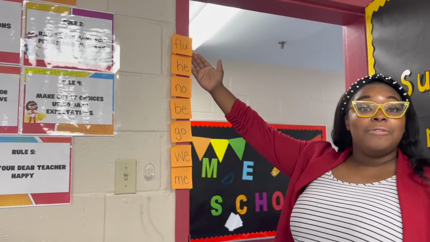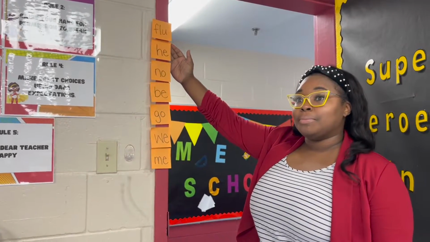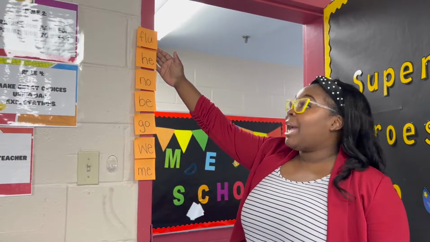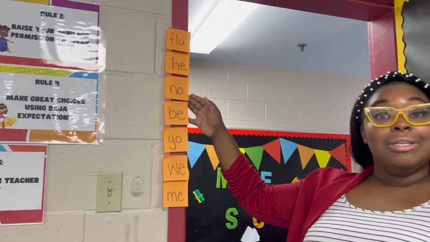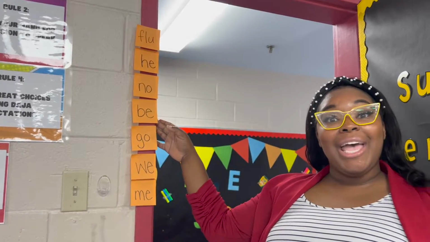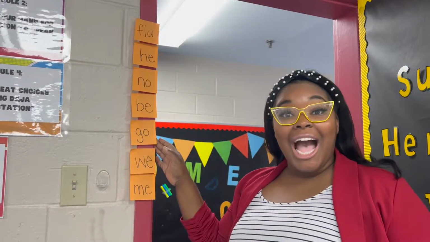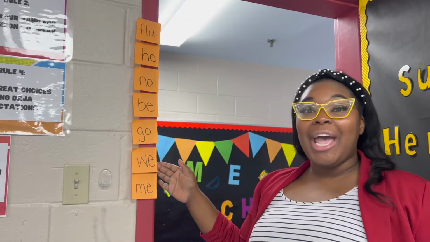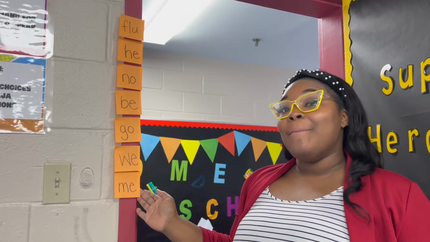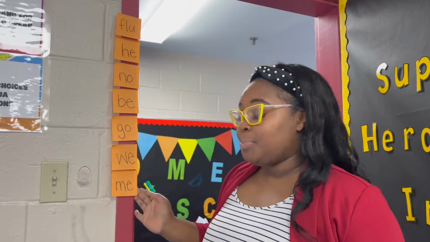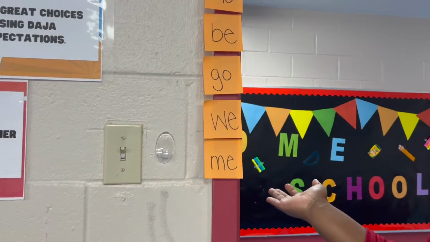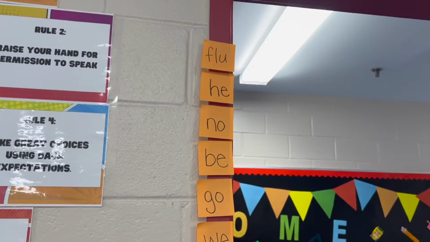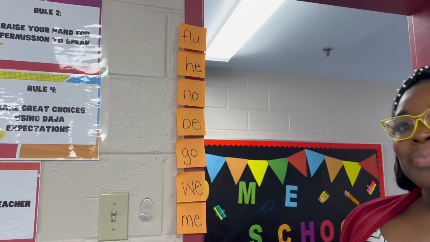So once we had flub, but now we have flew. We have hen, but now we have he. Not to no, bed to be, got to go, wed to we, met to me. Now it's open because the vowel is free to say its long name, okay? It's free to say its long name. Let's take it to the board.